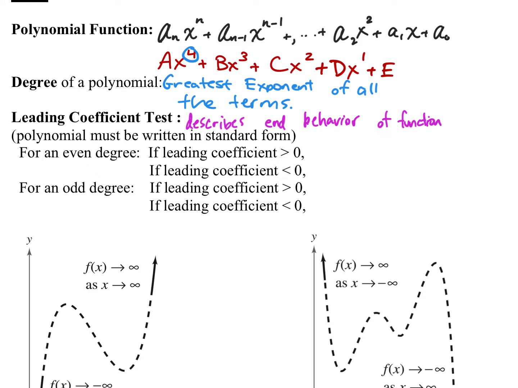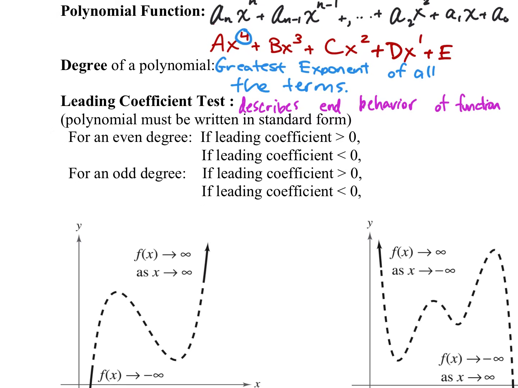Now, what we need to know about this leading coefficient test is: does the polynomial have an even degree or does it have an odd degree? If our polynomial has an even degree, it would behave something like a quadratic, that U-shaped parabola that we've seen before. So if the leading coefficient is positive, the graph will rise in both directions, both to the right and to the left. Similarly, if the polynomial has an even degree and the leading coefficient is negative, our graph will fall in both directions.